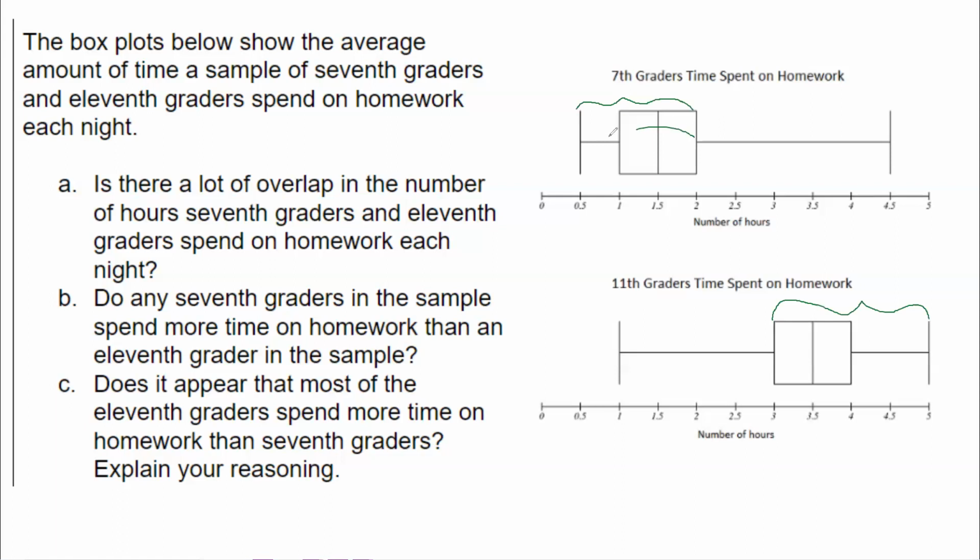And so this is the bulk of the data here. That's 75% of students. This is also 75% of students. And so it looks like the majority of 11th graders spend more time on homework than 7th graders. And that's the reason why. Because if we look at each individual section and we group up 3 sections to make 75%, the 7th graders are spending 2 hours or less on homework, and 11th graders are spending 3 hours or more on homework.